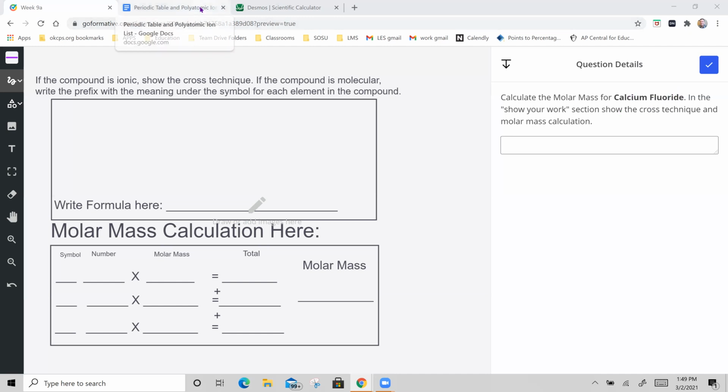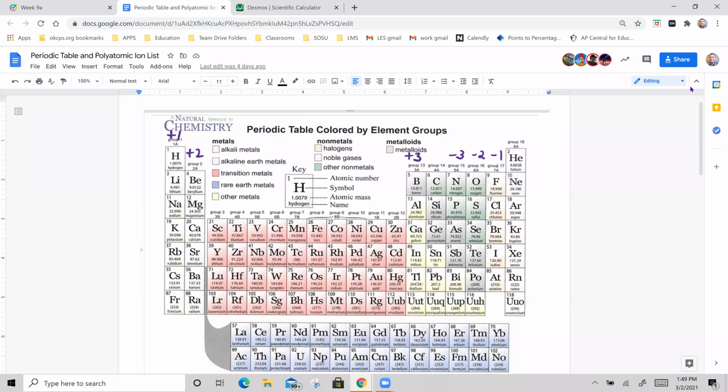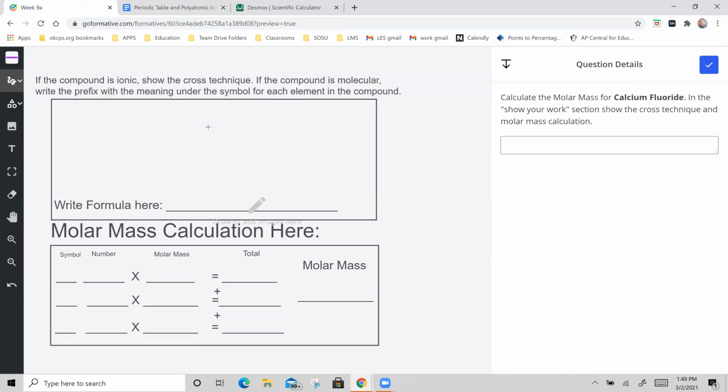So we're going to go to our periodic table, and we're going to find calcium, and it's right here, number 20. And calcium as an ion has a +2 charge. And so you should have these charges written above your periodic table for each group. So calcium has a +2 charge. So we're going to go back to our assignment, and we are going to simply write in calcium, and we're going to say that it has a +2 charge.